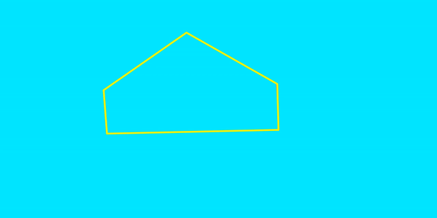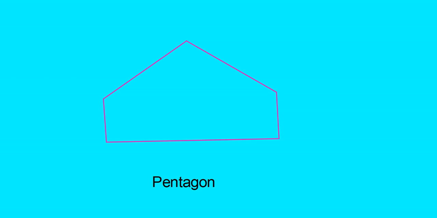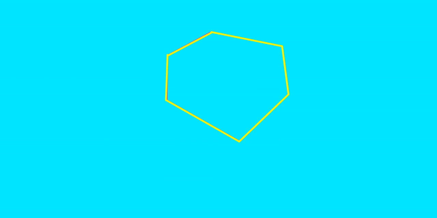Here you have a polygon with 1, 2, 3, 4, 5 sides. This polygon we can call a pentagon. Here you have a polygon with 1, 2, 3, 4, 5, 6 sides. This 6-sided polygon we can call a hexagon. Here you have a polygon with 1, 2, 3, 4, 5, 6, 7 sides. This 7-sided polygon we can call a heptagon.